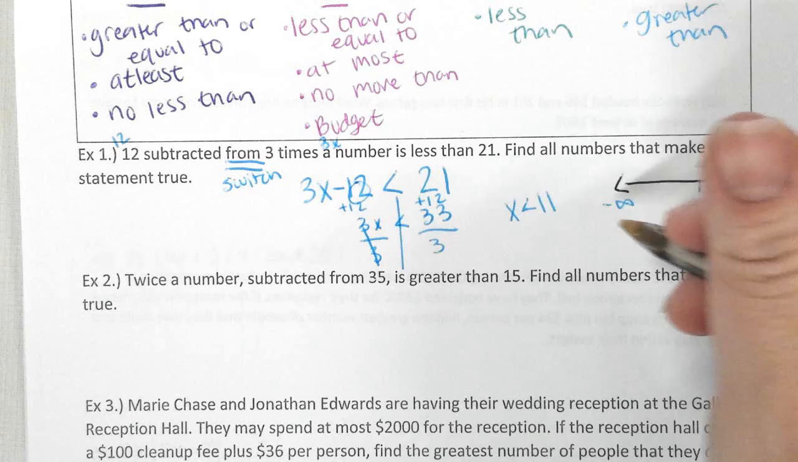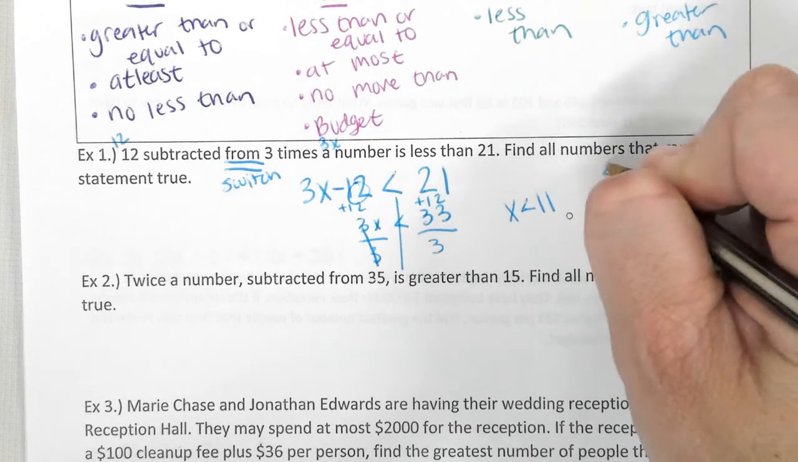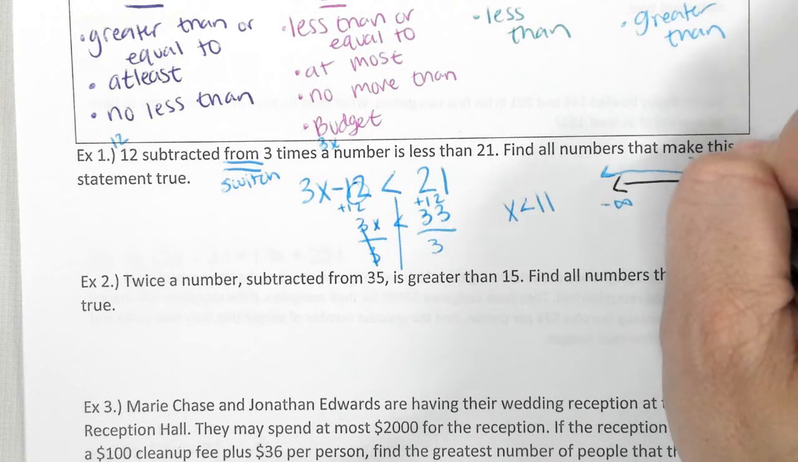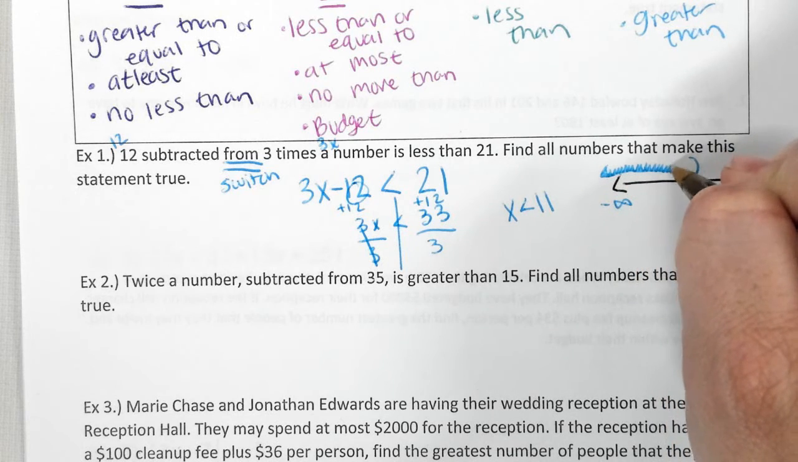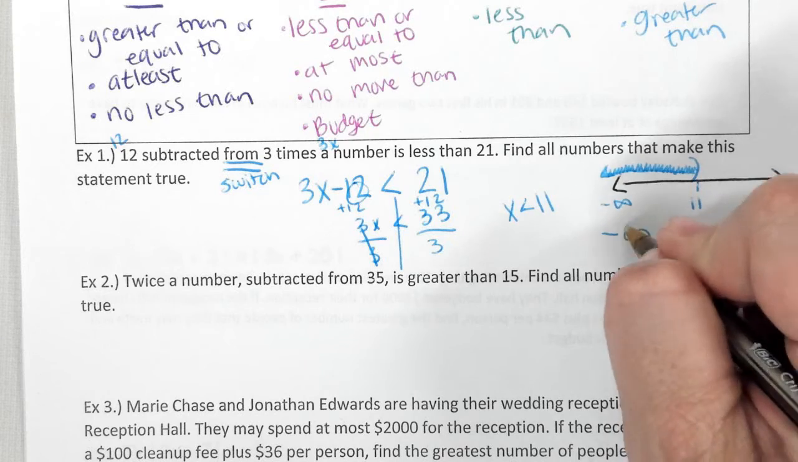Okay, so if less than goes which way, left or right? Left. And is it going to be a parentheses or a bracket? Okay, and then this whole thing is part of my solution, so all of this is shaded. So it goes to the left forever, which is negative infinity to 11.